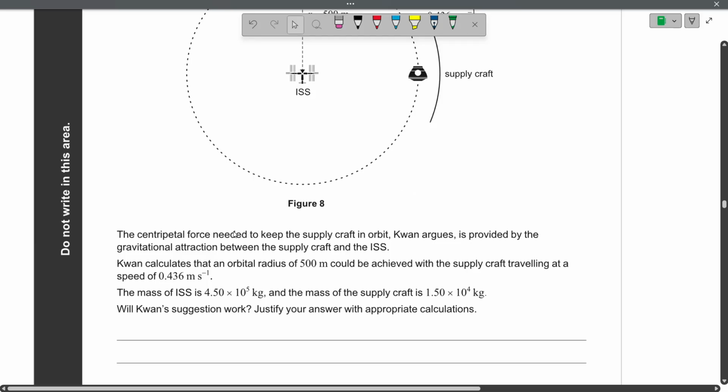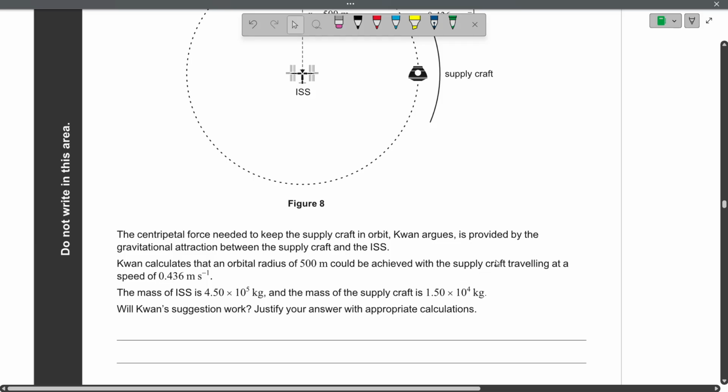The centripetal force needed to keep the supply craft in orbit, Kwan argues, is provided by the gravitational attraction between the supply craft and the ISS. Kwan calculates that an orbital radius of 500 meters could be achieved with the supply craft traveling at a speed of 0.436 meters per second. The mass of ISS is this, and the mass of the supply craft is this. Will Kwan's suggestion work? Justify your answer with appropriate calculation.